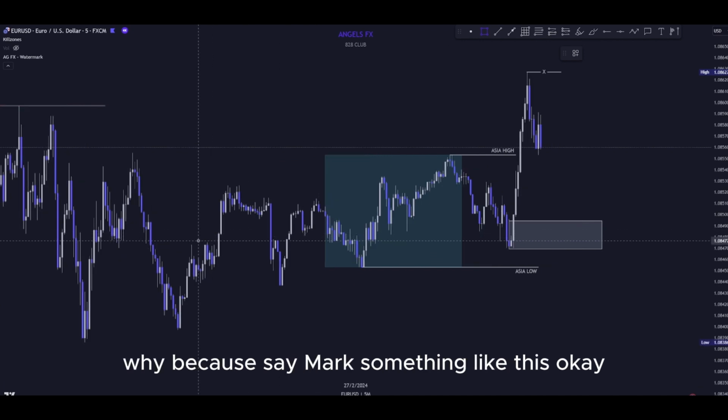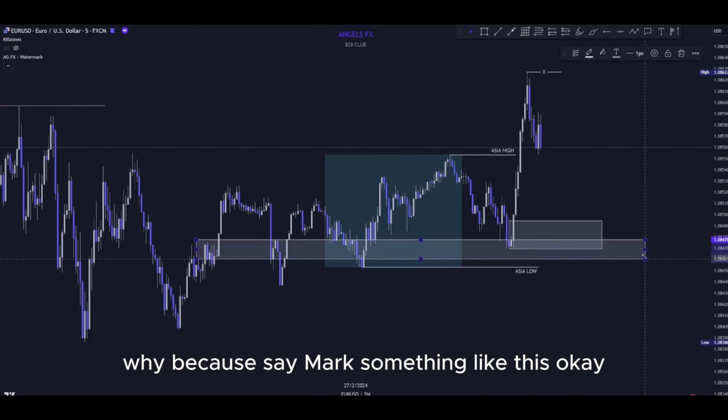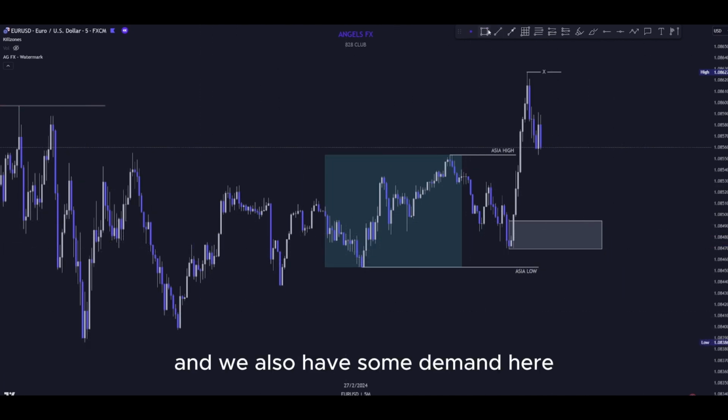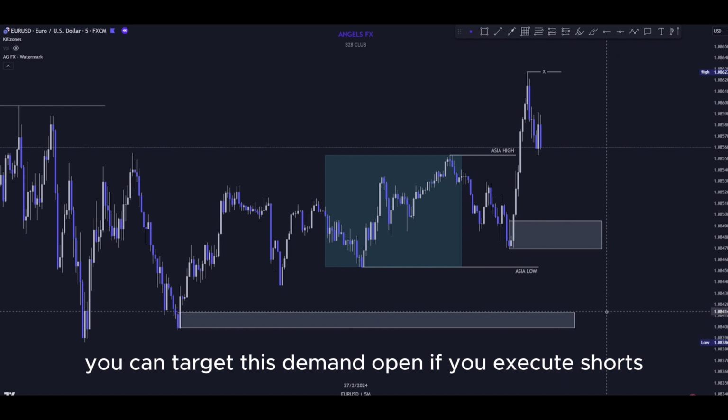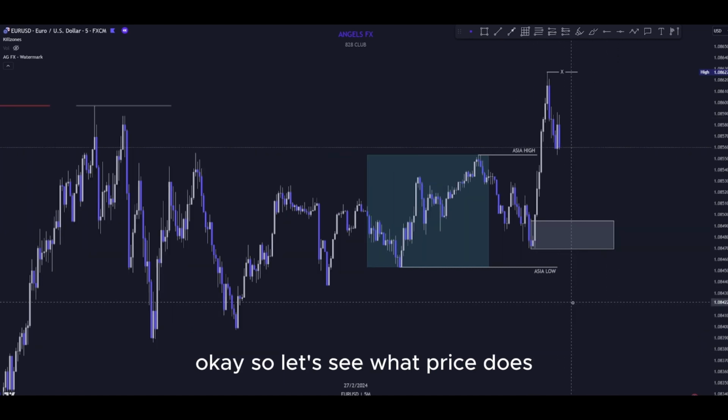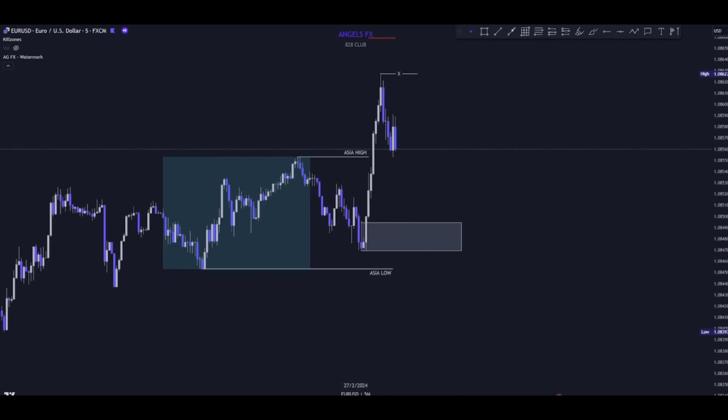Okay, why? Because they mark something like this. We also have some demand here and it might be respected, but we don't care. You can target this demand open if you execute shorts. So let's see what price does.